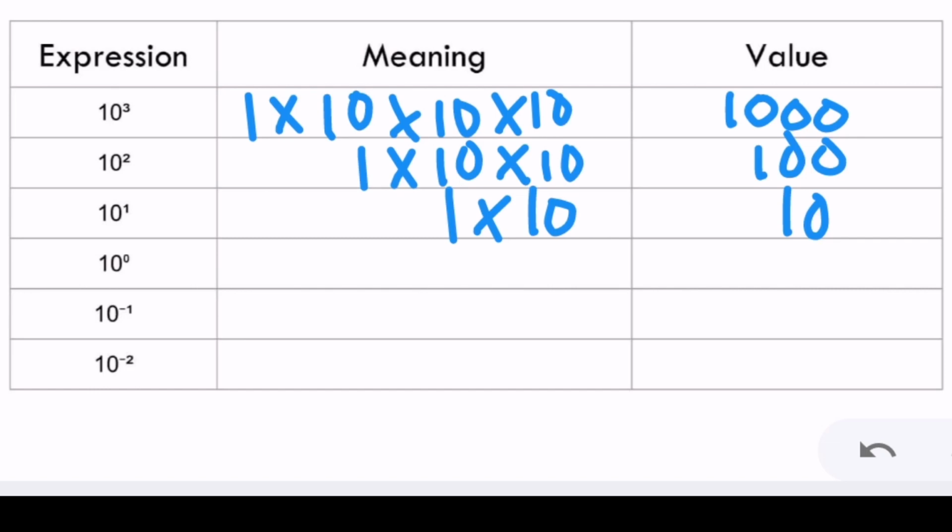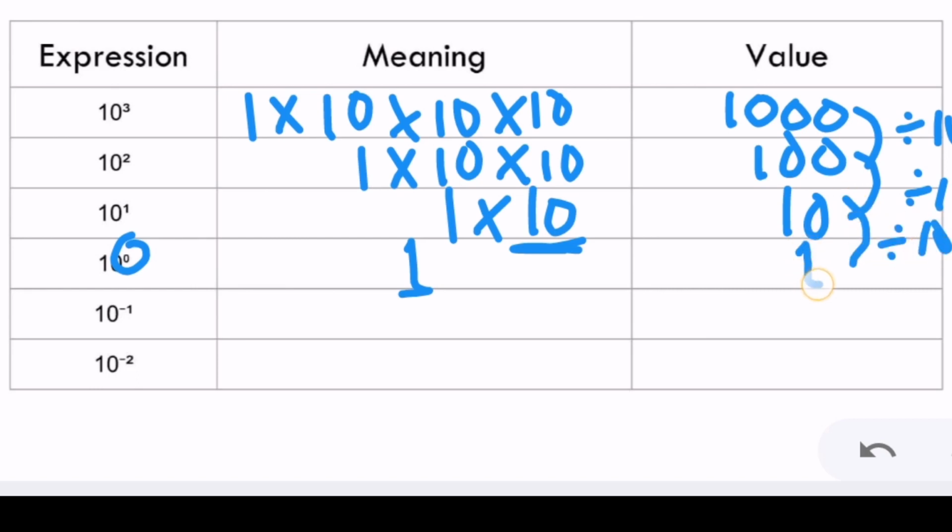So in this case, if we will no longer use 10 as a factor since the exponent is 0, what will be left in our expanded form is just simply 1. Does it make sense? Now let's take a look at the value. From 1000 going to 100, it was divided by 10. From 100 going to 10, as the exponent decreases, it was again divided by 10. So following the same pattern, 10 will be divided by 10 and that will result to 1.